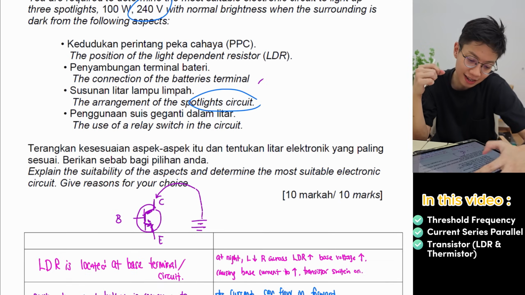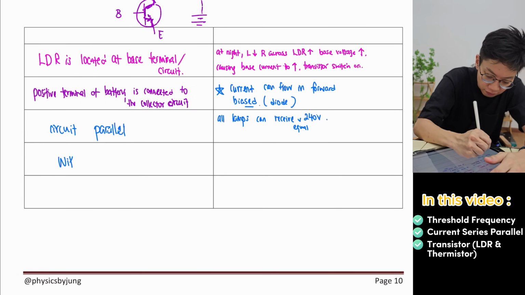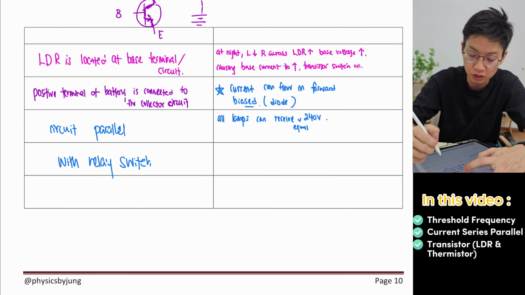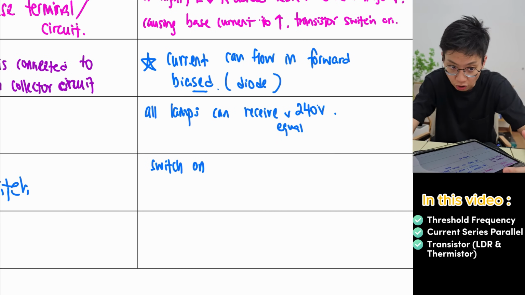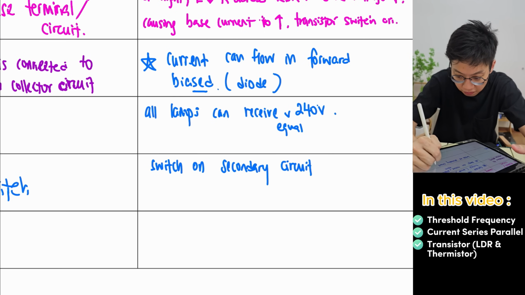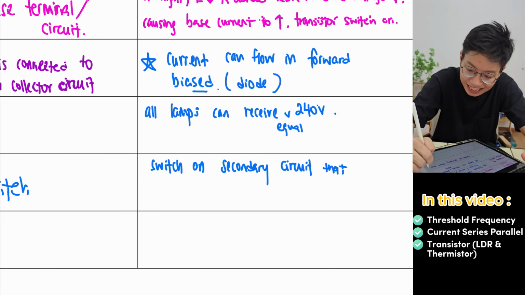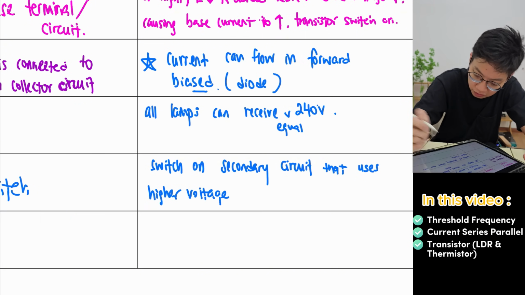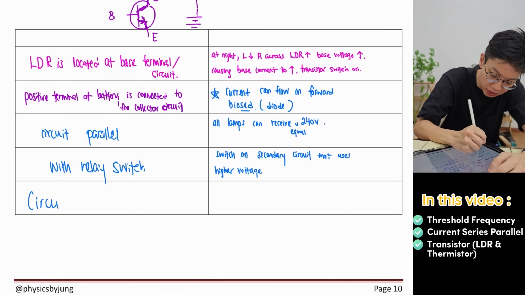And then last but not least, why a relay switch? The answer is obviously here, with the relay switch. Now, why do we want a relay switch? So that you can switch on a secondary circuit that uses a higher voltage. So my answer here will be circuit Y.